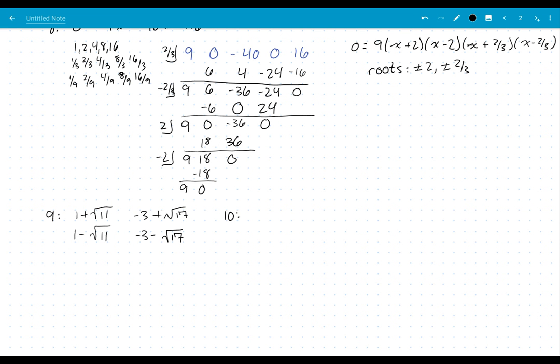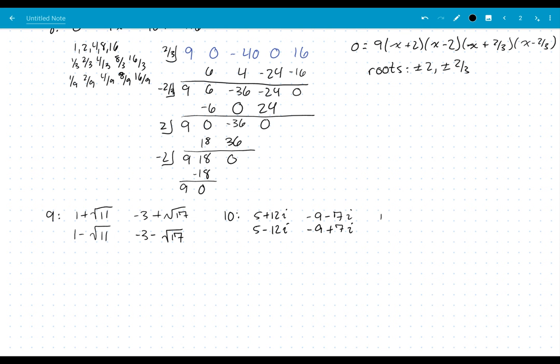We have number 10. We have 5 plus 12i. So we need 5 minus 12i. These are called the complex conjugates. And there's also irrational conjugates for the irrational numbers. We need to have the irrational number and its conjugate. And then we have -9 minus 7i. And if we have -9 minus 7i, we need -9 plus 7i.